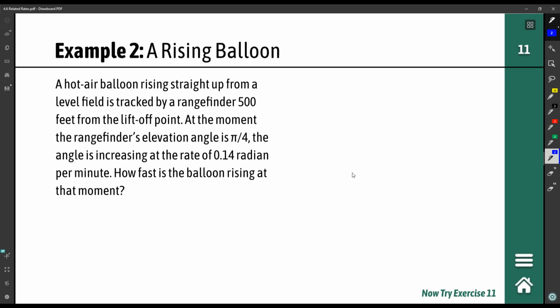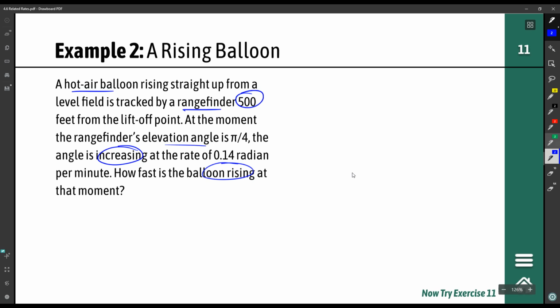So first, let's understand this question. We're given some information about a hot air balloon and a rangefinder that are 500 feet from one another. That's an important piece of information. We're talking about an angle of elevation of the rangefinder, and also that angle is increasing. So that tells me I need to have an angle as one of my variables, and I need to consider the rate at which the angle is changing. And then finally, we're asked, how fast is the balloon rising? So that's going to be another rate at which the balloon is moving upwards.